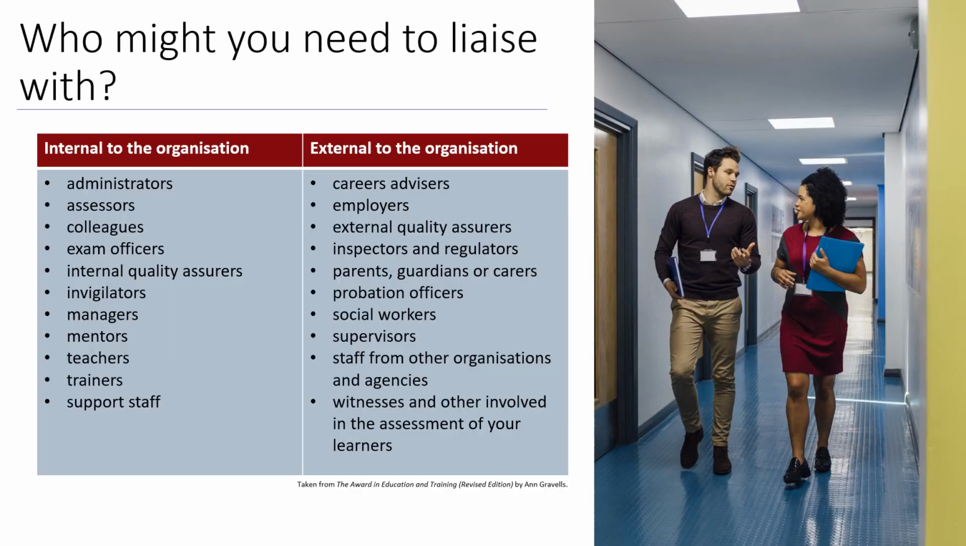Who might you need to liaise with? Internal to the organization: administrators, assessors, colleagues, exam officers, internal quality assurers, invigilators, managers, mentors, teachers, trainers, support staff. External to the organization: careers advisors, employers, external quality assurers, inspectors and regulators, parents, guardians or carers, probation officers, social workers, supervisors, staff from other organizations and agencies, witnesses and others involved in the assessment of your learners.